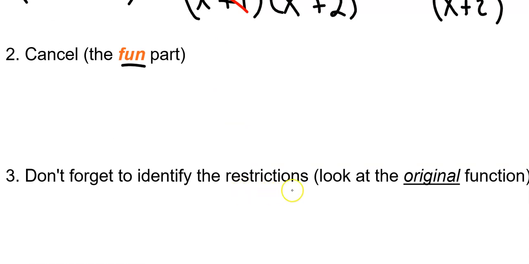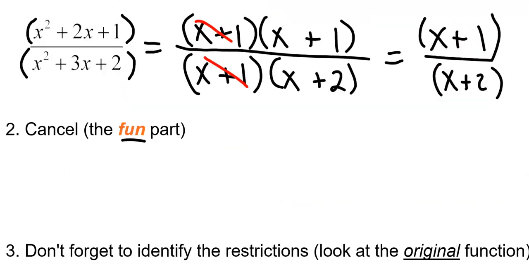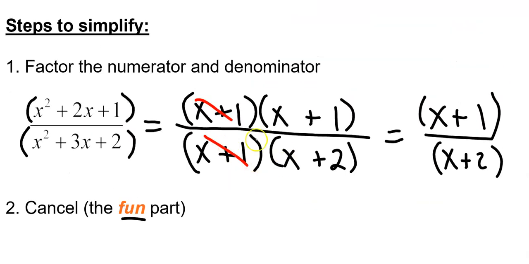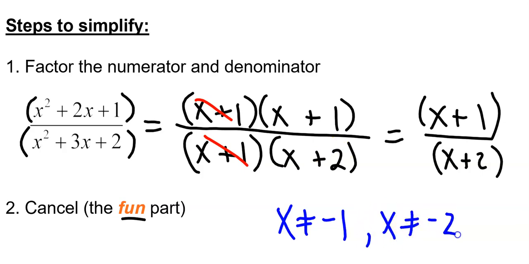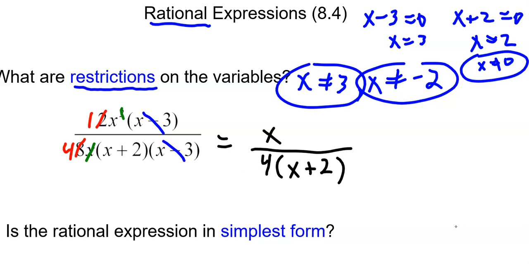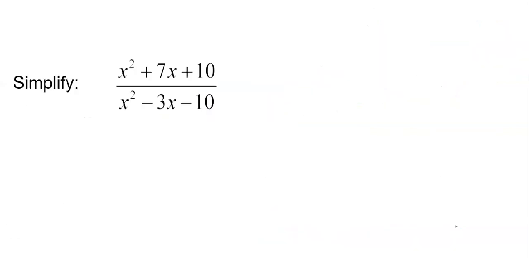Don't forget to identify the restrictions of the original function. So look at this function, especially the two denominators here. So x plus 1, the restriction would be x cannot equal negative 1. And here, the restriction would be x cannot equal negative 2. So there are two restrictions for this graph. So you really need to be able to identify the restrictions like on that last problem. Well, we mentioned the restrictions on that problem, I guess.